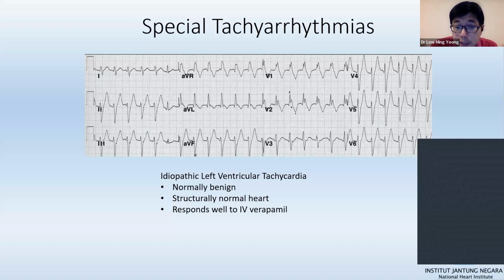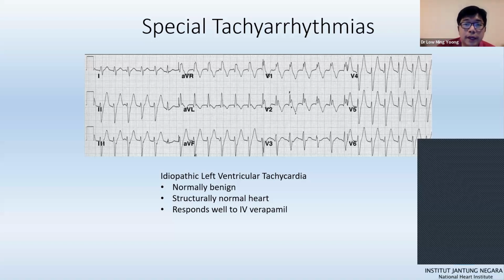So fascicular VT normally is benign, with a structurally normal heart. That means you assume that the patient has normal EF, and you give verapamil. If your patient has had an MI before and comes in with this ECG, please do not just give verapamil like that and diagnose fascicular VT. Fascicular VT must be idiopathic, must be benign. If you have an ischemic fascicular VT, it's not idiopathic, it's not fascicular VT anymore. You cannot give verapamil, because in patients with MI, if you give verapamil, the cardiac output will reduce.